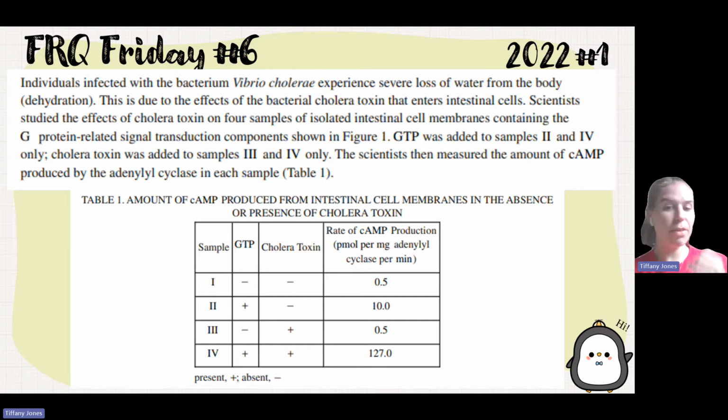They then go on to talk about a bacterial infection from cholera that causes severe loss of water from the body, and it leads to dehydration. They want to test this cholera toxin on intestinal cells, and so they have 4 different samples. Sample 1 is missing both GTP and cholera. Sample 2 has GTP but no cholera. Sample 3 has no GTP but does have cholera. And sample 4 has both cholera and GTP.